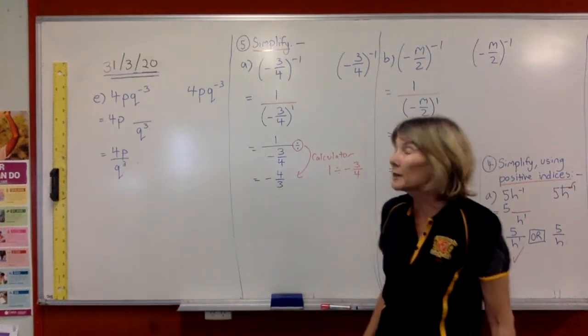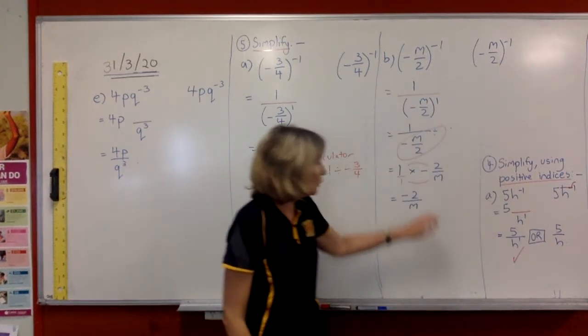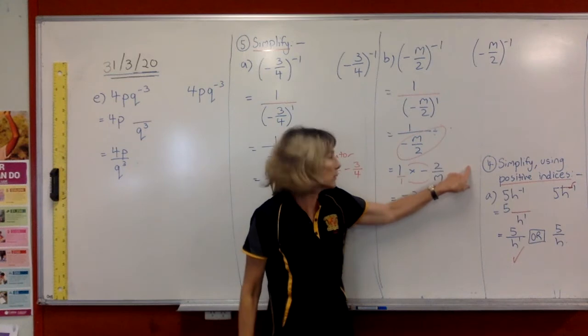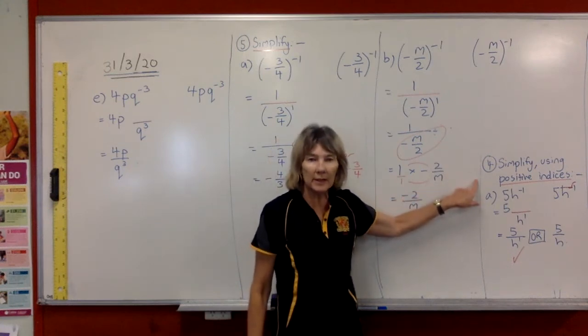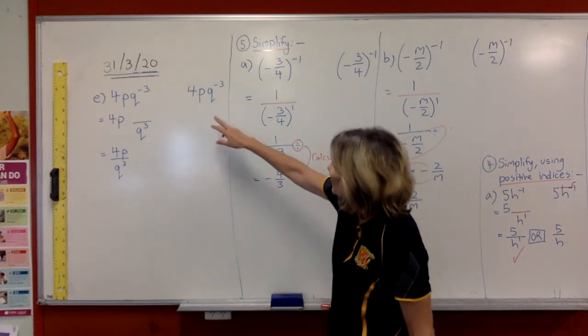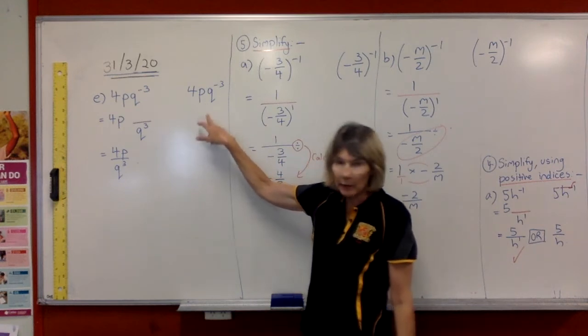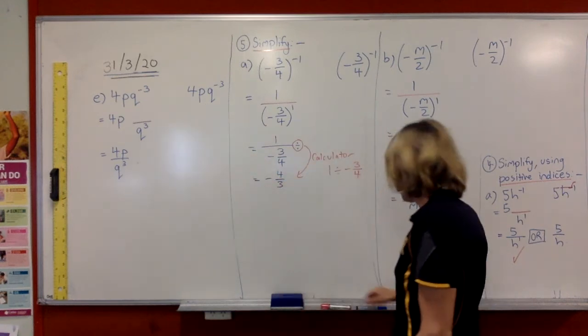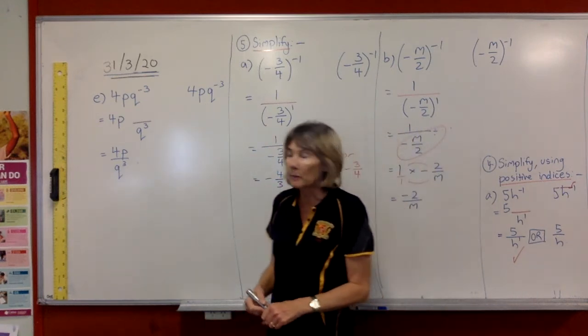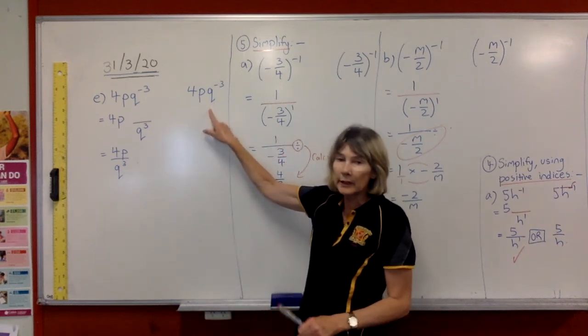Okay, so we're continuing with the examples. If you look back at the instruction we had, it was simplify using positive indices. So we're doing this one here. If you have a look at the one we've got, 4p to the minus 3. So over here I've written it again.